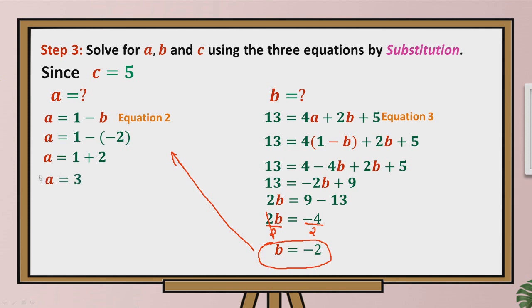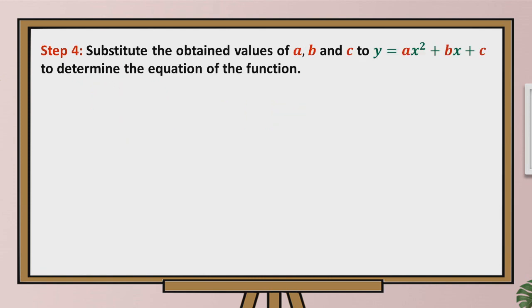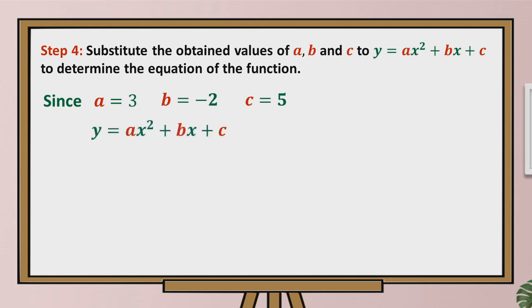So now that we already have the values of a, b, and c, we can proceed to step 4. We will substitute these three values into our general form. And we have a equals 3, b equals negative 2, and c equals 5. Using our general form, these values will replace a, b, and c. So we have this one. a is replaced with 3, b is replaced with negative 2, and c is replaced with positive 5.